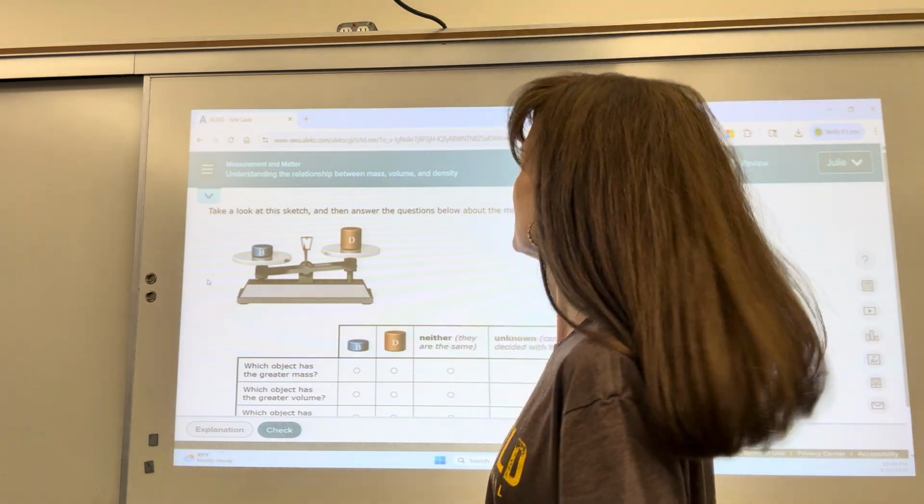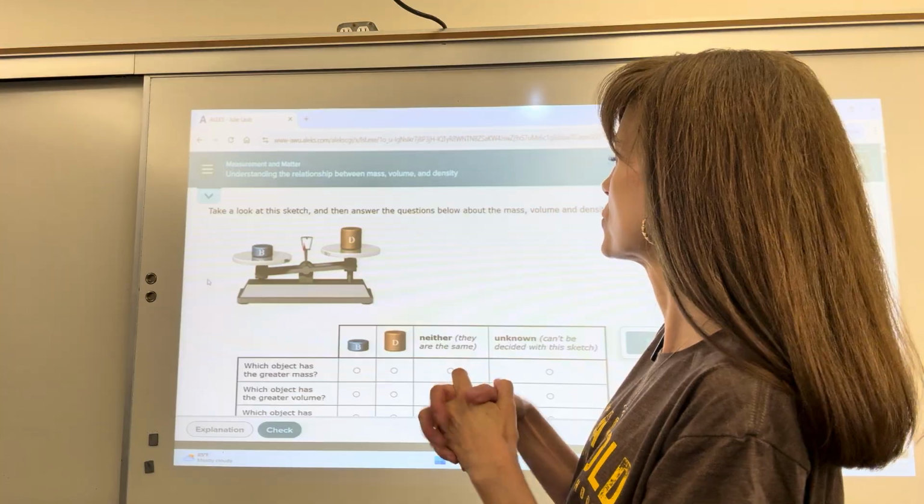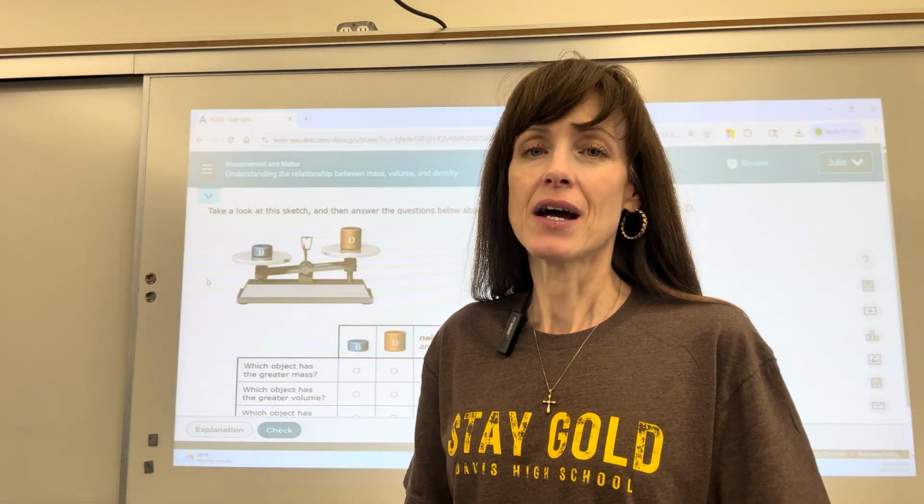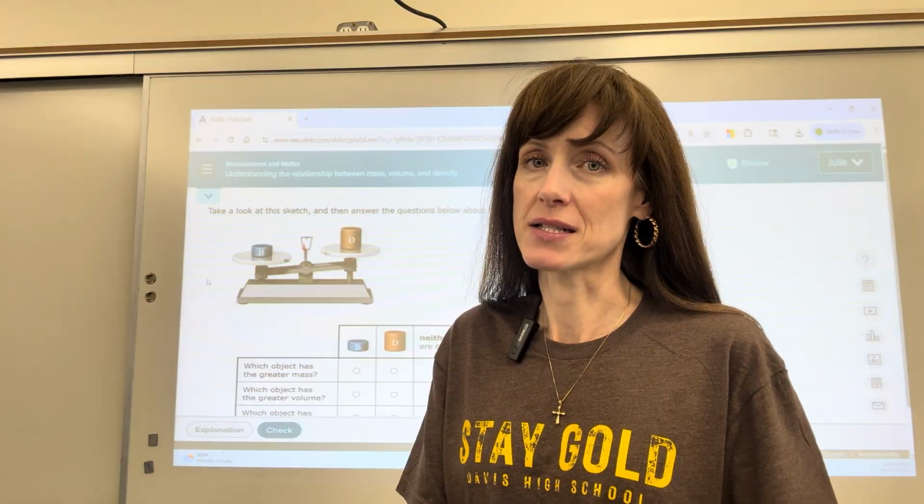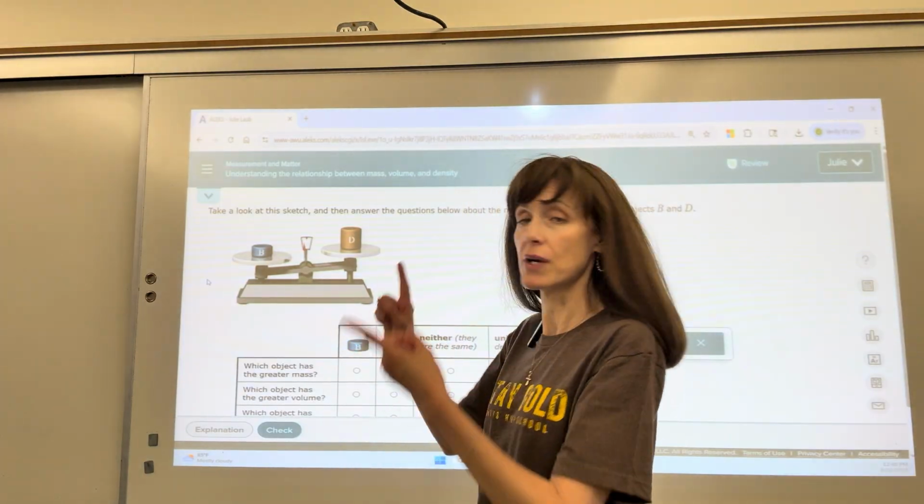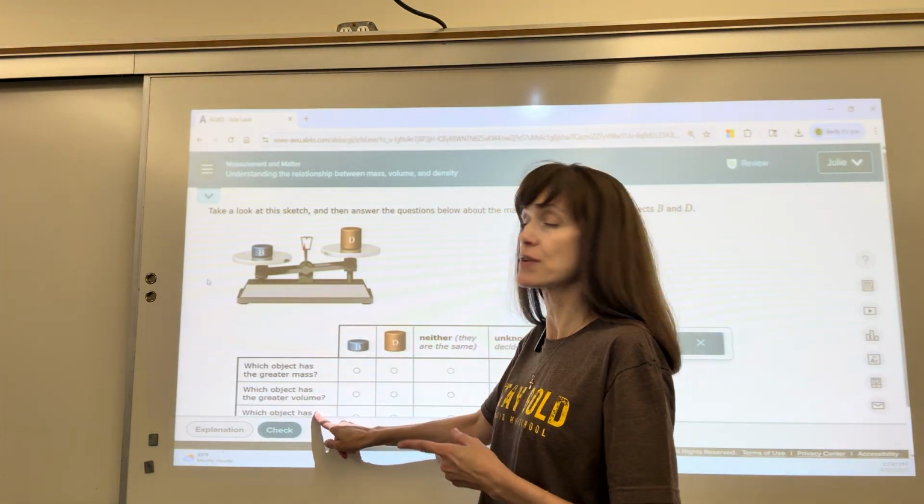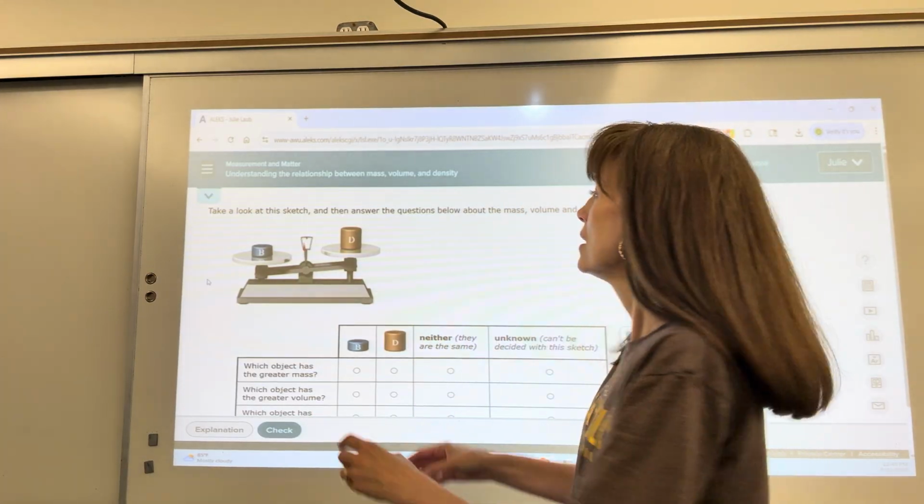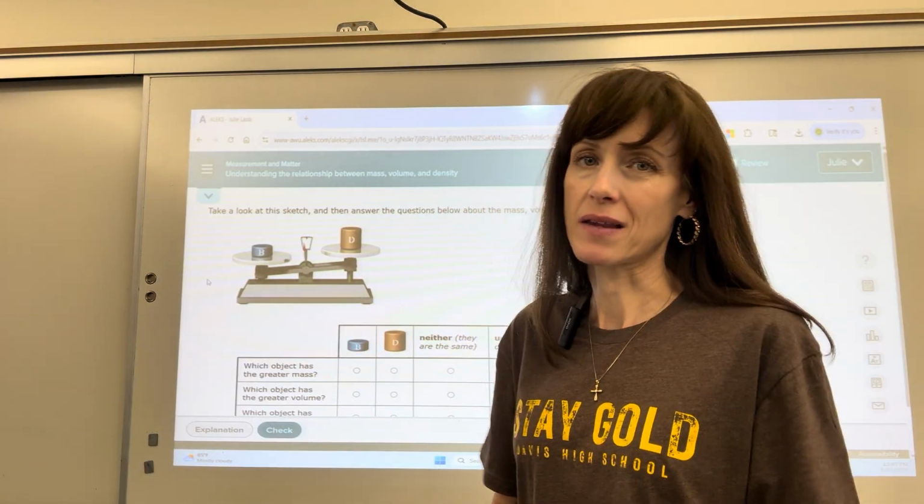Today we're going to do the ALEKS topic, understanding the relationship between mass, volume, and density. So this is all pictorial, and there are three questions that ALEKS asks you. It wants to know what's the greatest mass, the greatest volume, and the greatest density. Now you will always have two objects on a scale. I want to help you unpack this just a little bit.